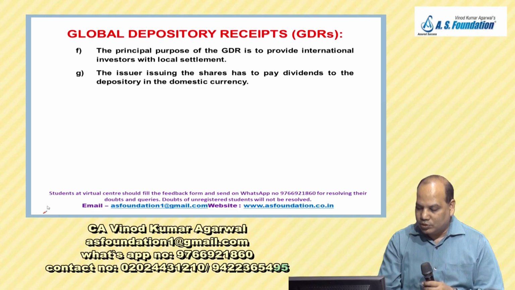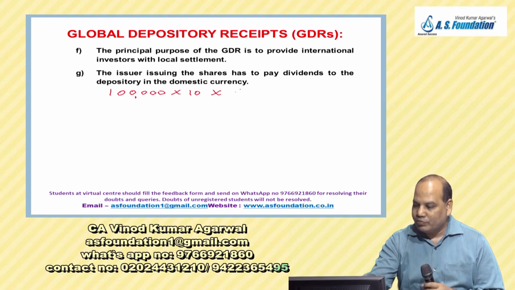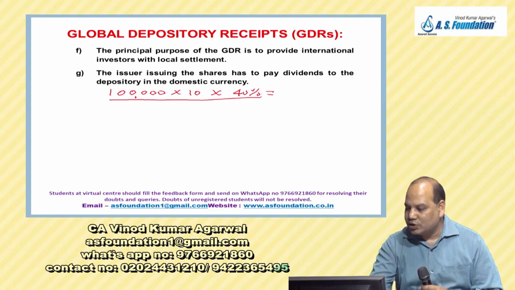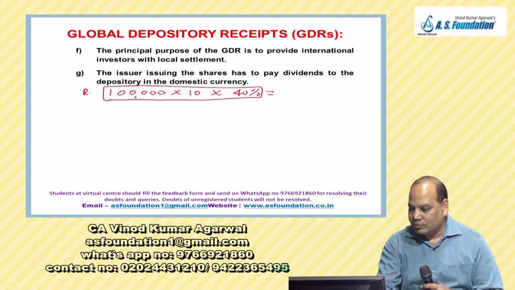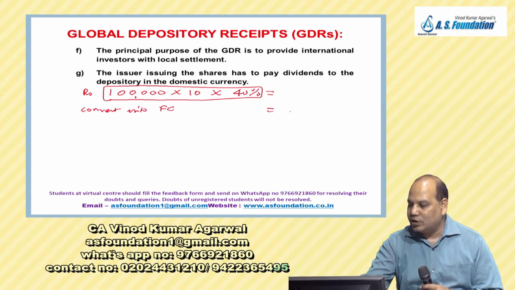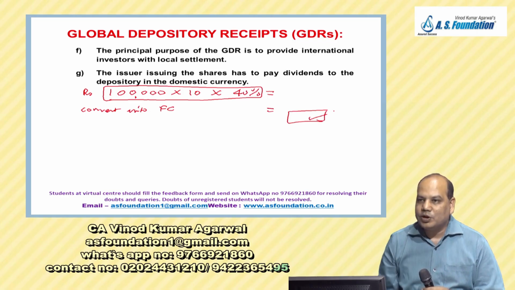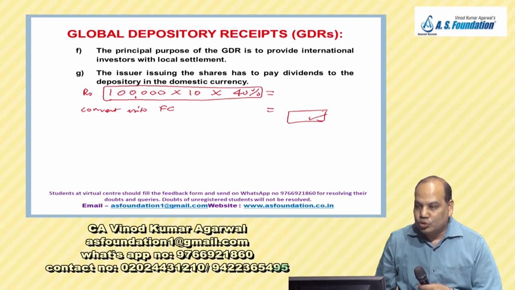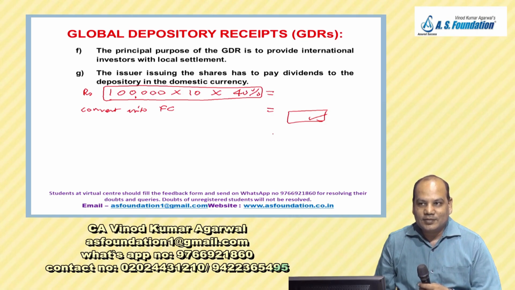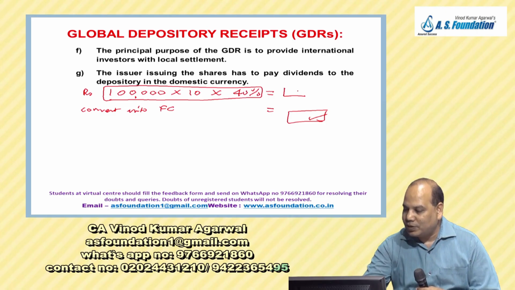So how do you do the calculation of dividend? Suppose 1 lakh shares are issued as depository. Face value is 10 rupees. Dividend rate is 40%. So first they do the calculation in rupees, and then they convert into foreign currency at the exchange rate, and this much amount is paid to the investors. So who will absorb the exchange risk here? Investor. Company will have to pay fixed amount only.